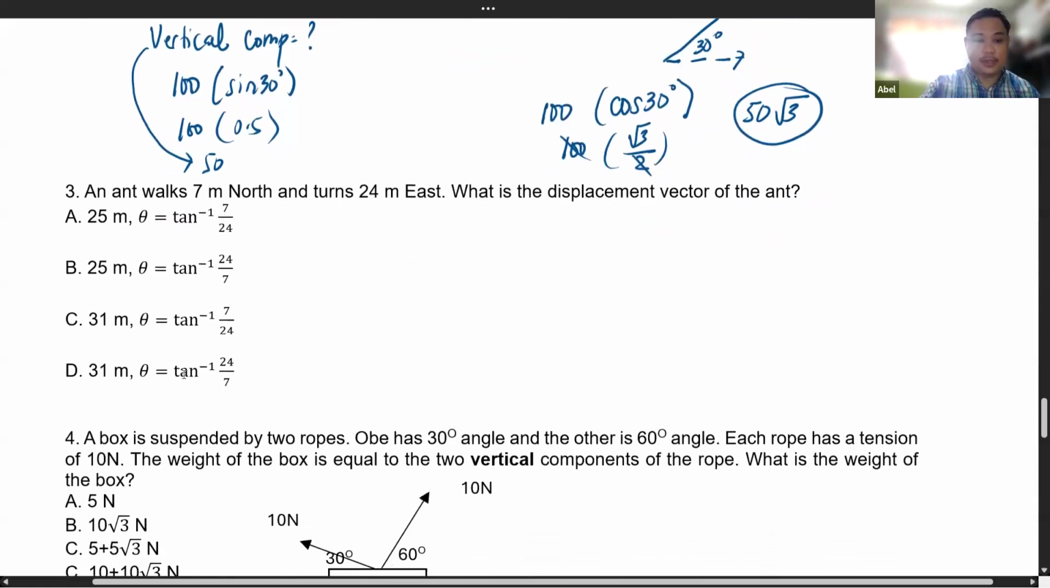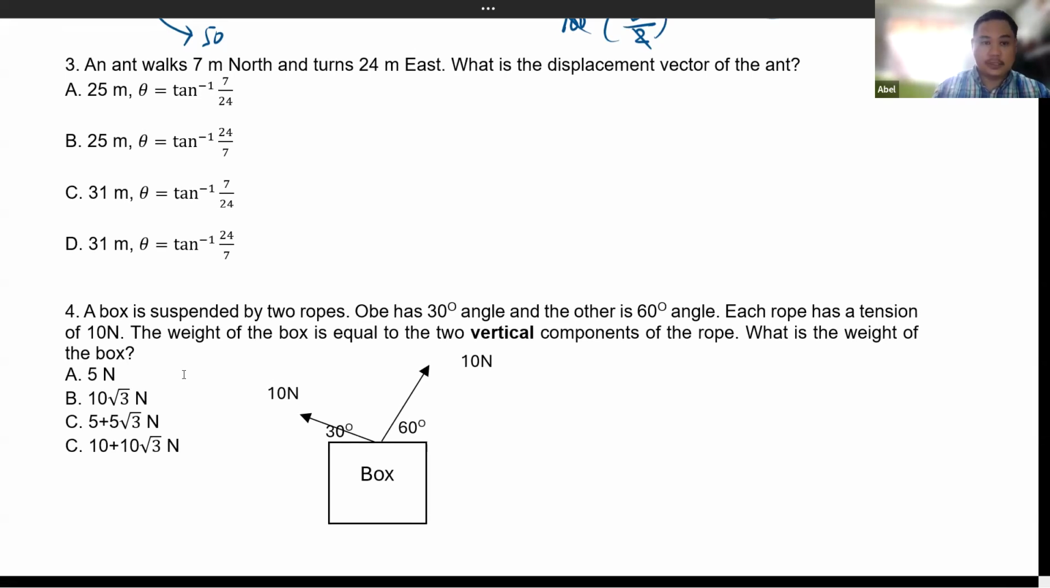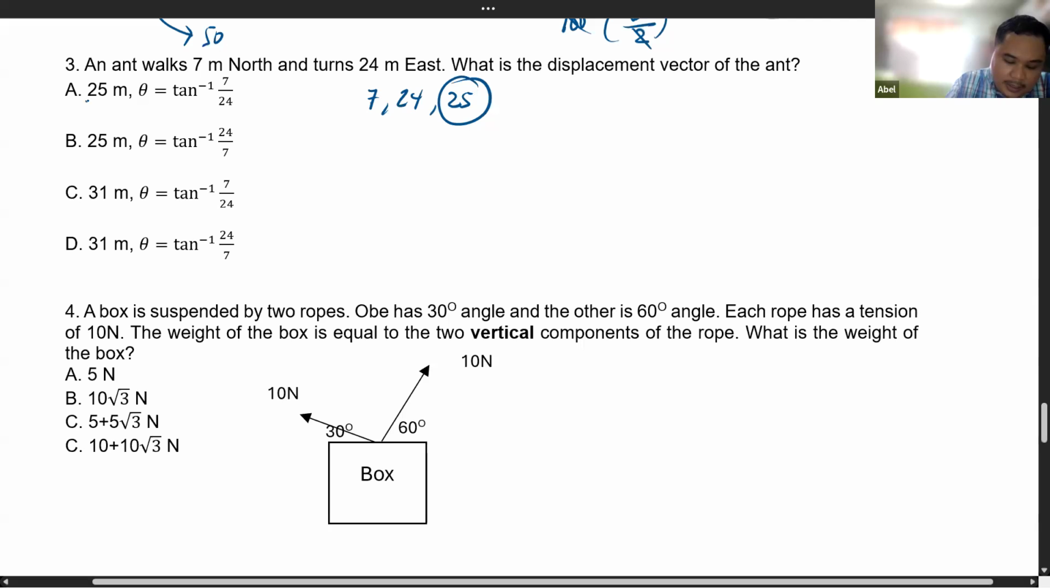Okay, next, number three. An ant walks 7 meters north and turns 24 meters east. What is the displacement of the vector of the ant? Now, take note, we are asked for the displacement, not for the distance. So from here we have 7 and 24. You can see here that 7 and 24 is a Pythagorean triple, the Pythagorean triple 7, 24, and 25. So without solving, our answer could be 25 meters.